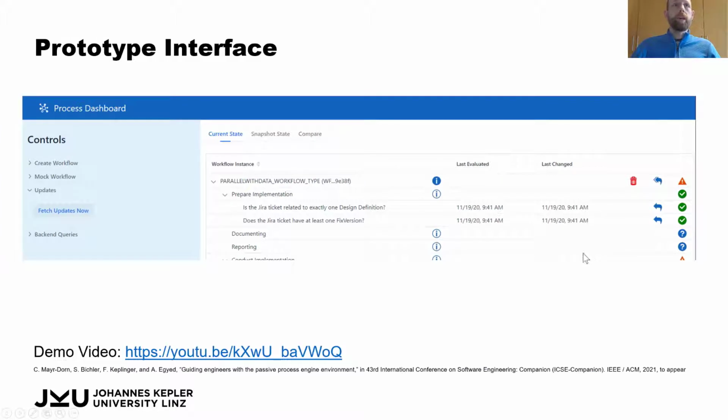The example prototype here is a web interface that shows for each process what the steps and the constraints are, and whether they are fulfilled or not. Please follow this link to a YouTube video where you can see this prototype in more action. It's also available as a demo paper this year.